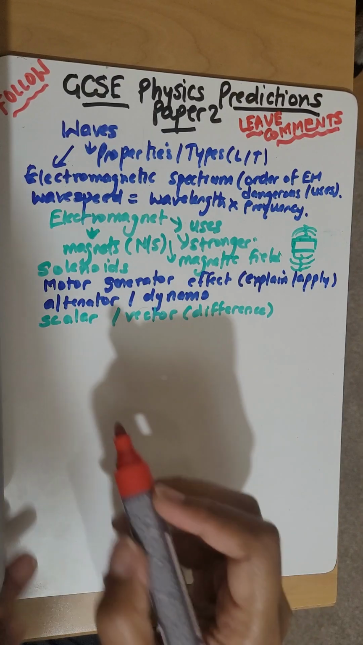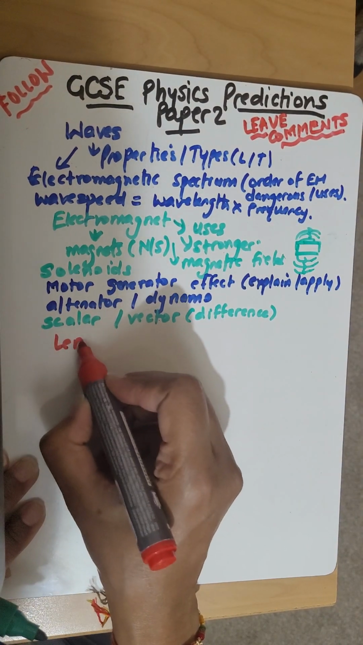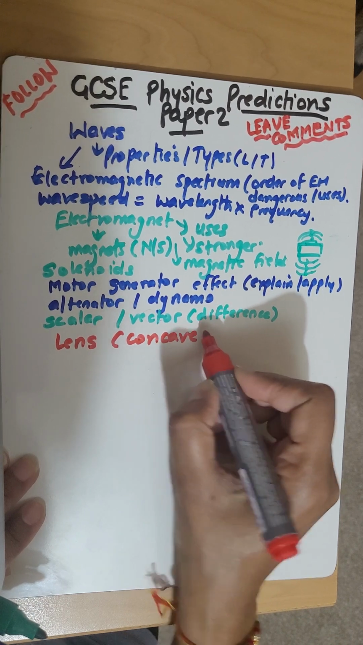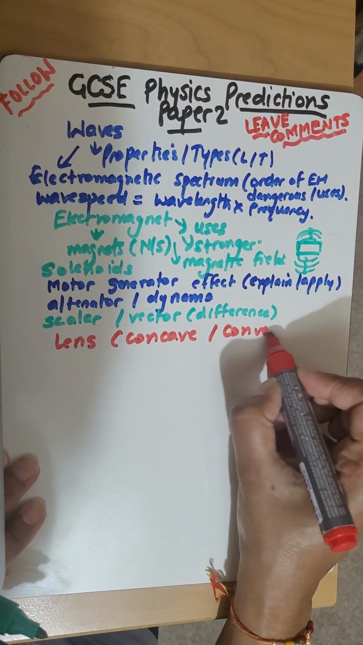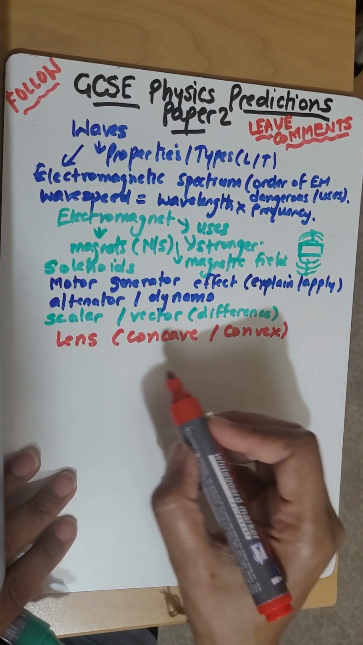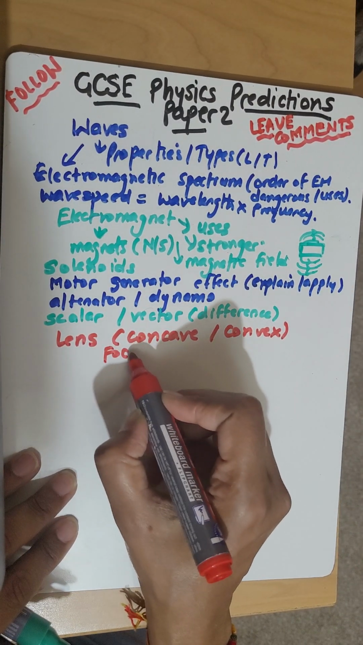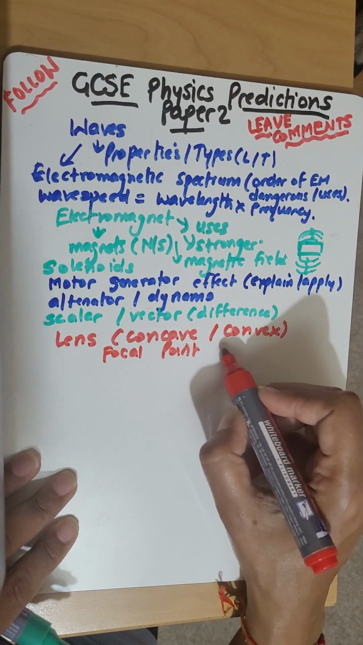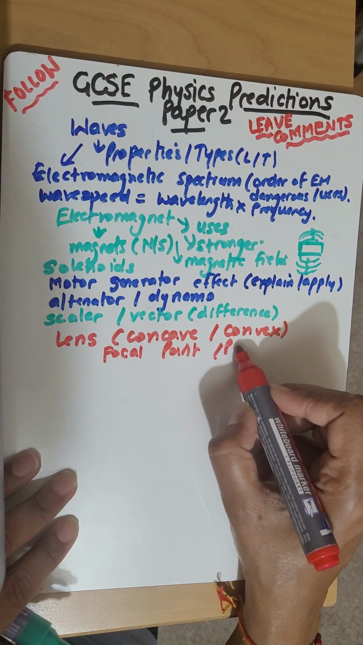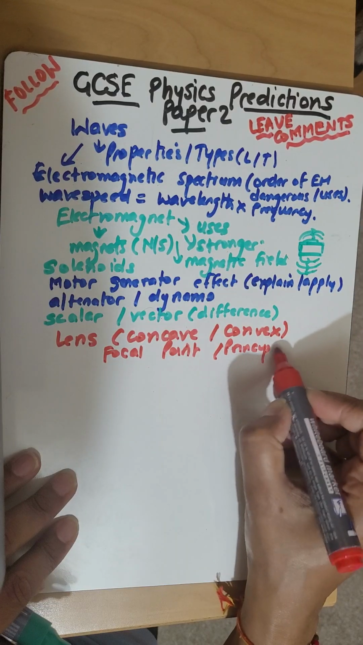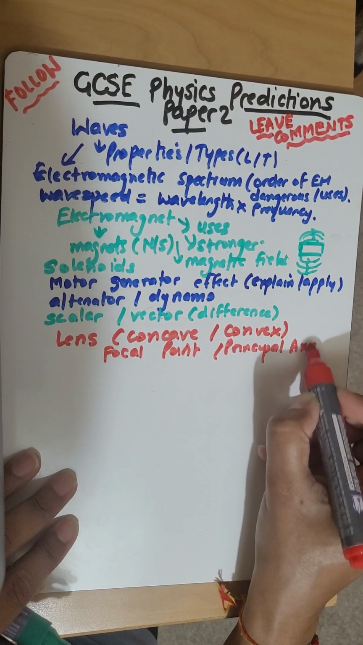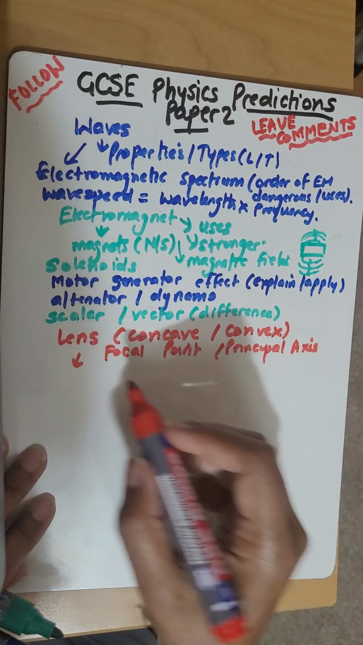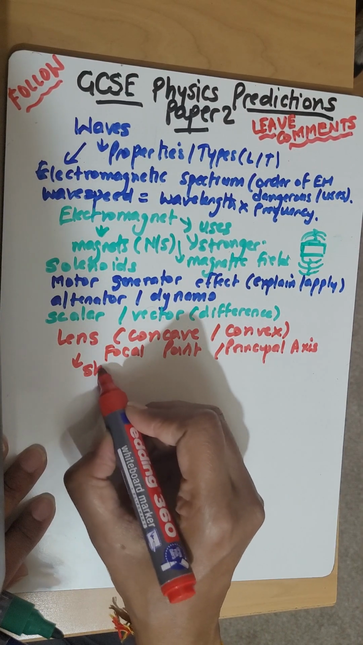Moving on, we got lenses. You've got concave and convex lenses. You might be asked about the focal point. You might be asked to speak about the principal axis, short and long-sighted. So for correction, which one will you use, concave or convex?